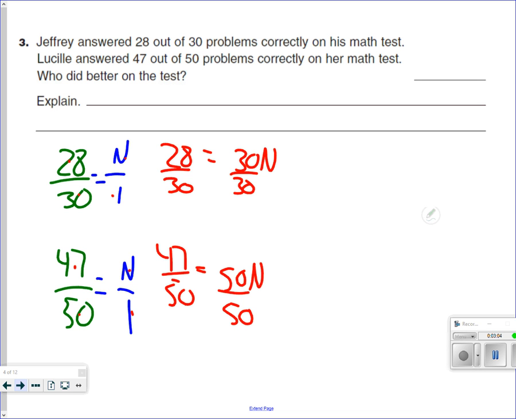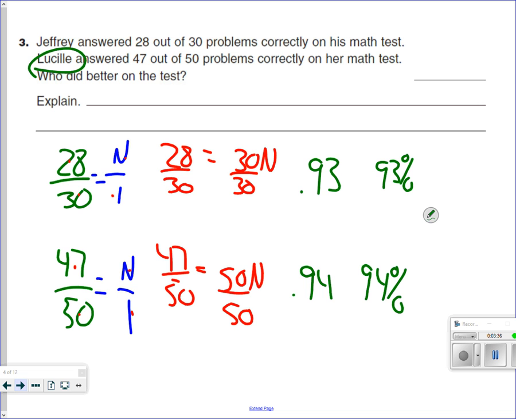28 divided by 30 gives me an answer of 0.93333, so 0.93, so 93%. Let's see if Lucille did better or not. 47 divided by 50 gives us an answer of 0.94, which is 94%. Who did better? Lucille did better.